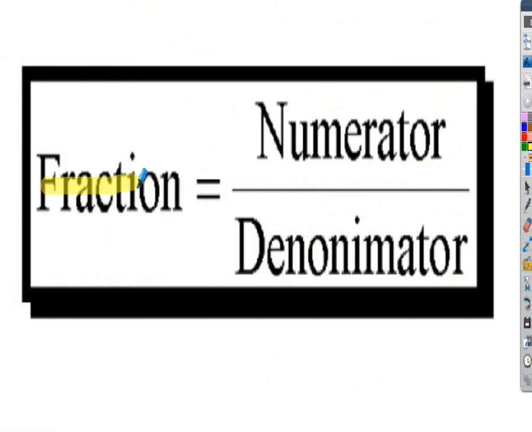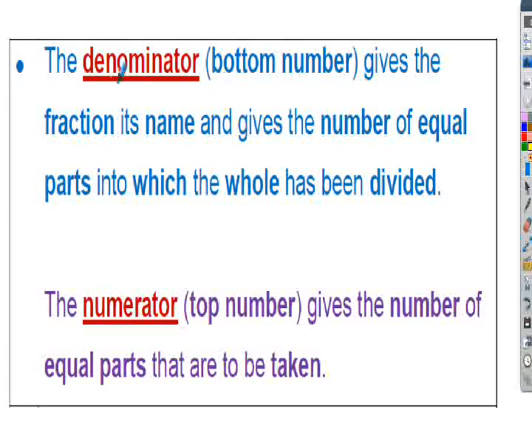So let's define a fraction. The top line of a fraction is termed the numerator, and the bottom line of a fraction is termed the denominator. So the denominator, the bottom number, gives the fraction its name and also gives the number of equal parts into which the whole of the fraction has been divided.